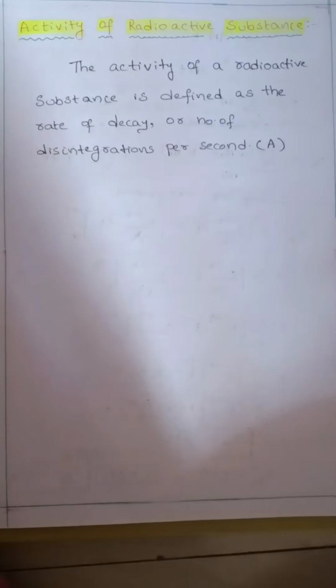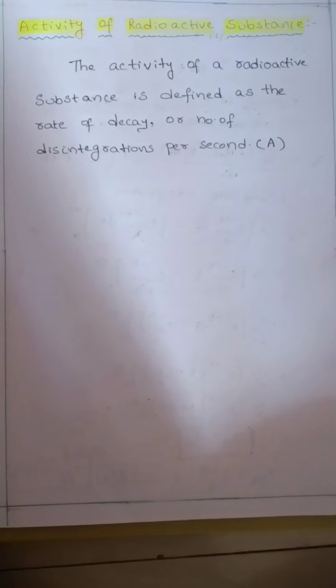Hi students, today we go with the activity of a radioactive substance. So what is the activity of a radioactive substance? A radioactive substance disintegrates. The meaning of a radioactive substance is that it disintegrates radiation, so that is its work. So its disintegration is nothing but its activity.